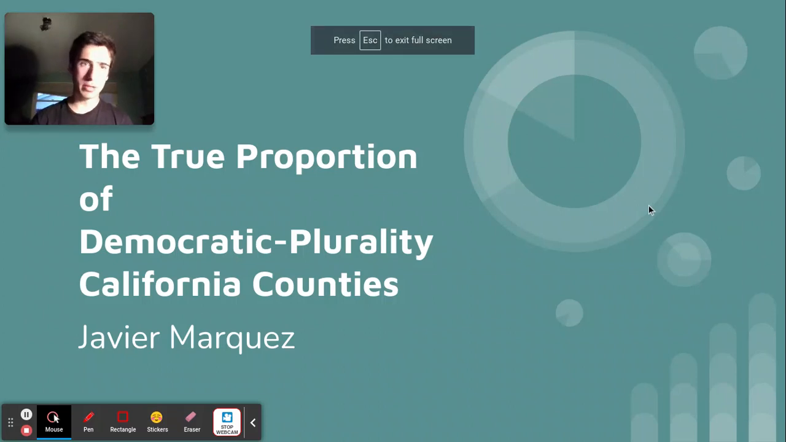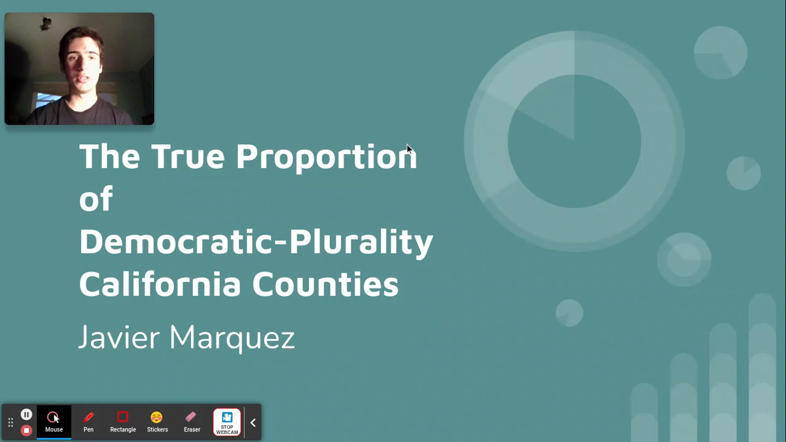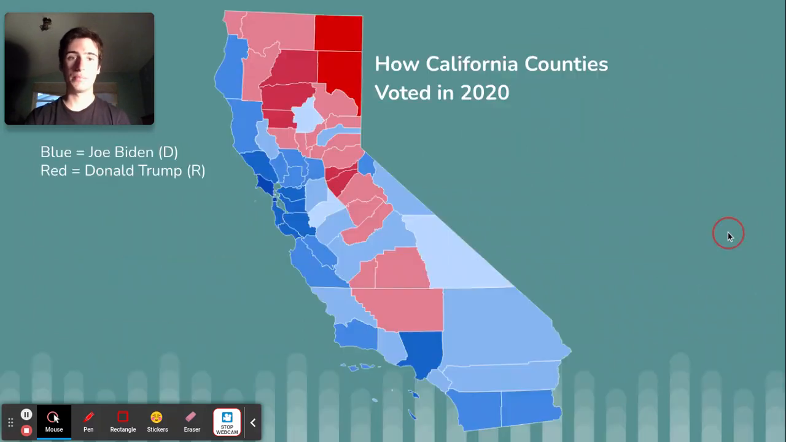So in this independent presentation, which I decided to do independently, I decided to measure the true proportion of Democratic plurality California counties. I decided to do this by myself because I am just passionate about this subject, and I'm doing this project in addition to my group project.